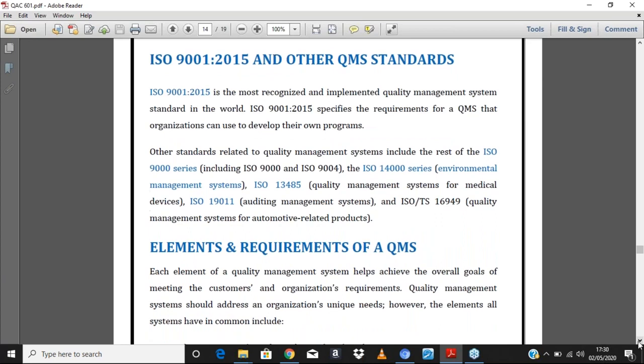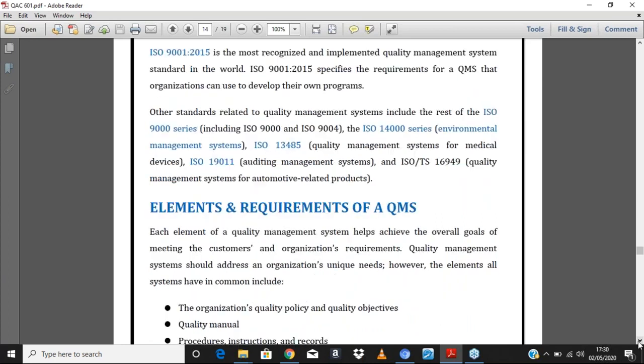So ISO 9001:2015 is the most recognized and implemented QMS standard in the world, as I said earlier on. Other standards relating to quality management include the rest of ISO's 9000 series, which is what we are working with now, and 9001, which includes ISO 9000 and ISO 9004.